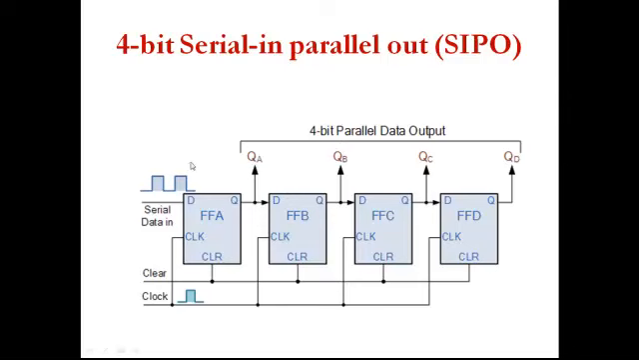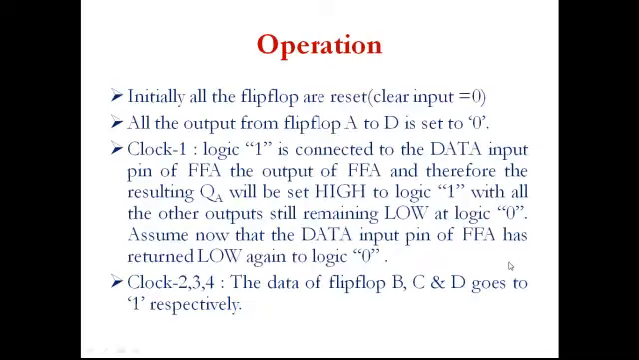In the first clock pulse we are giving the input. Second clock pulse, the output of the first flip-flop will be the input to the second flip-flop. In the third clock pulse, output of the second flip-flop will be the input to the third flip-flop. Fourth clock pulse, output of the third flip-flop will come to the input of the fourth flip-flop. So you can see the operation of serial in parallel out in the diagram I have drawn there.